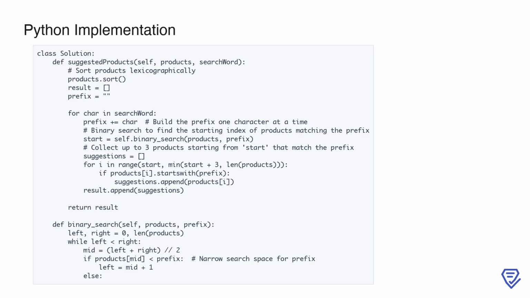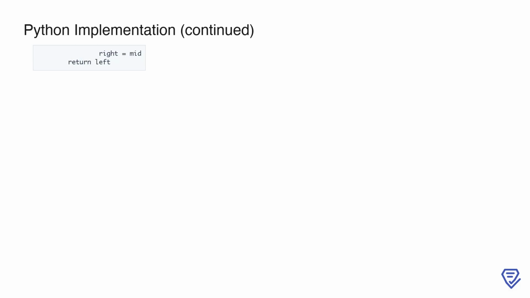The binary_search method, defined separately, helps us efficiently locate the starting index for products that match a given prefix, using a modified binary search algorithm. We initialize 2 pointers, left and right, to represent the search space within the sorted products list.